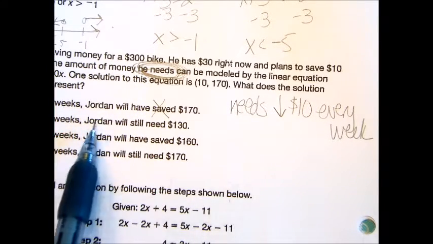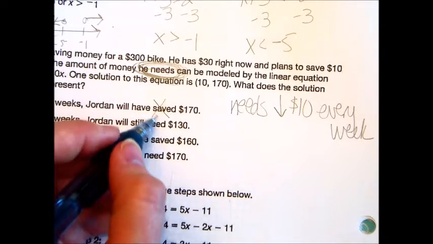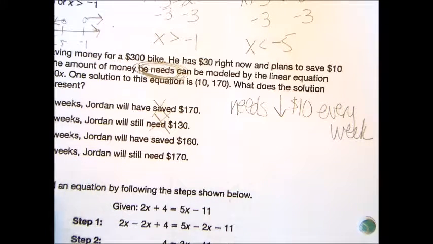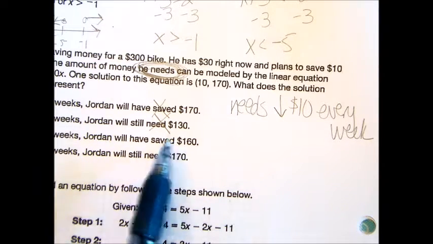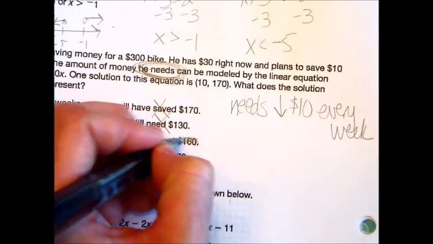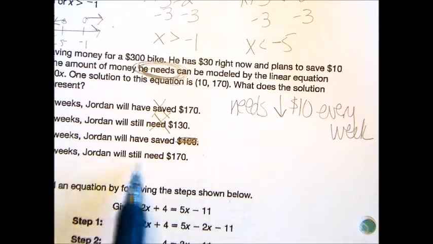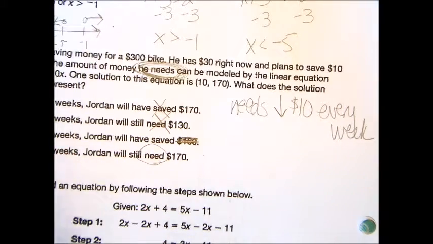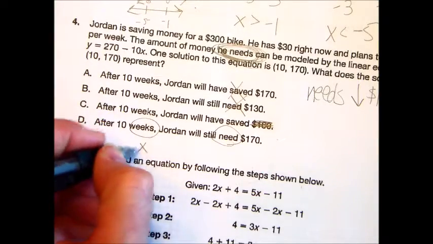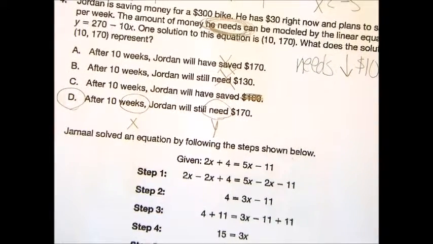After 10 weeks, Jordan will still need 130. No, he needs 170, not 130. That's sneaky. After 10 weeks, Jordan will have saved 160. That's an interesting thing. Well, now he would have saved 100, because 10 times 10, plus the 30 he already had. No, so that's not it. After 10 weeks, Jordan will still need, so we have to understand, weeks was the x, need is the y. That's our answer. He'll still need 170.